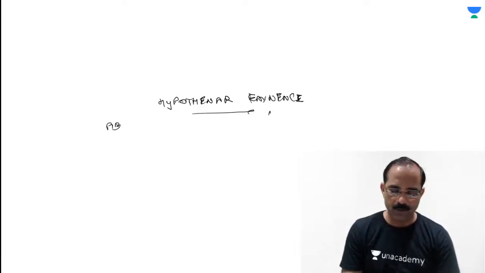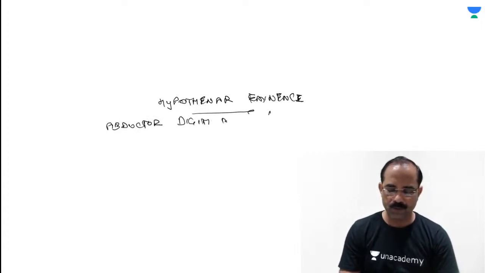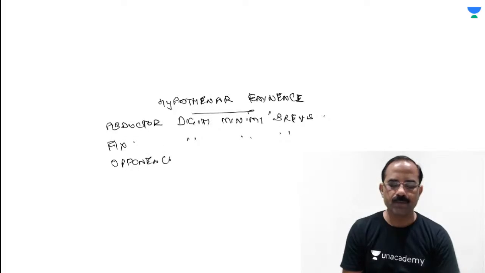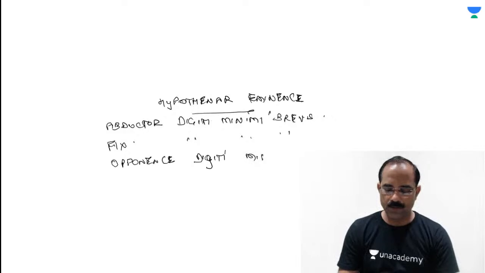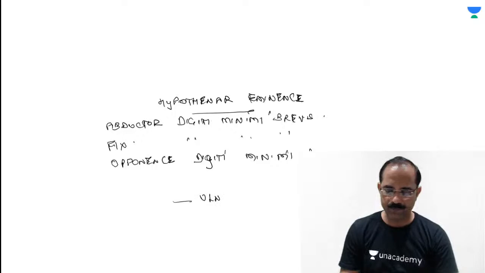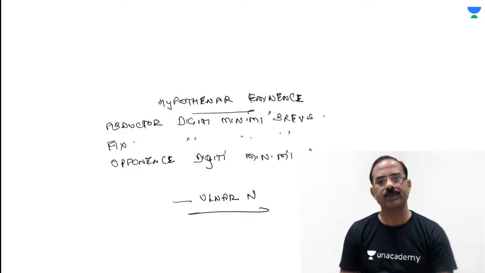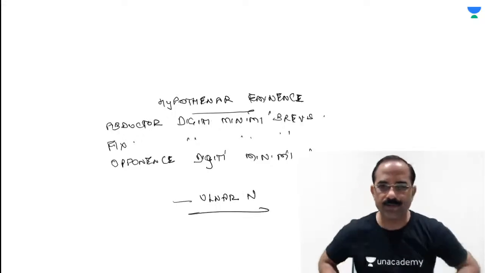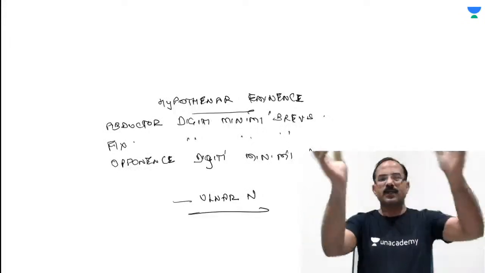Hypothenar eminence. Abductor digiti minimi brevis. Flexor digiti minimi brevis. Opponens digiti minimi. And what is the nerve supply of all this? Ulnar nerve. The nerve is ulnar nerve. Okay. So that's about the thenar and the hypothenar eminence.